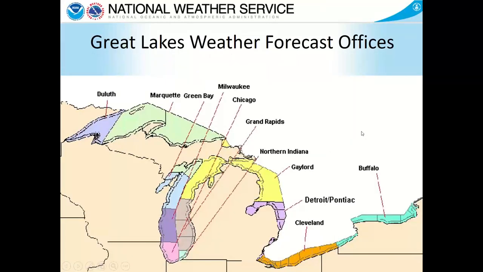These are the different offices across the Great Lakes region. You can see there are multiple offices on each lake. So depending on where you're at, which lake, you'll be able to contact your local forecast office there to get information regarding their warning products, their graphical products, and the different types of services that they issue for their section of their lake.